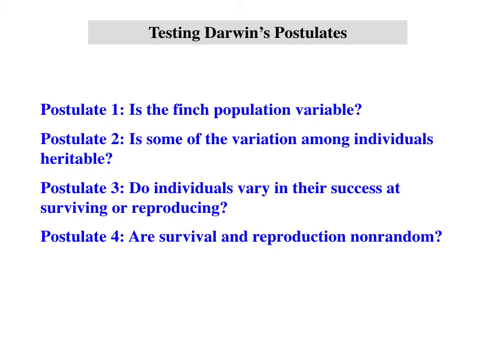So to test natural selection with Darwin's finches, we've got to break it down again into those postulates, right? The postulates are: one, is there variation in the population? Two, is some of that variation at least passed down through genes? Three, do individuals vary in their success for surviving and or reproduction? And four, is the survival and reproduction non-random? So that's important, explicitly non-random.